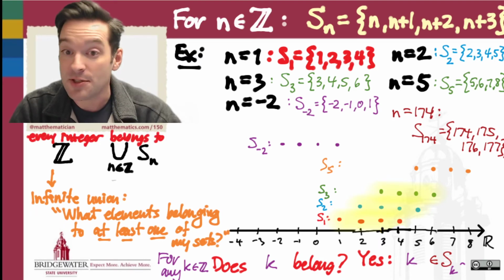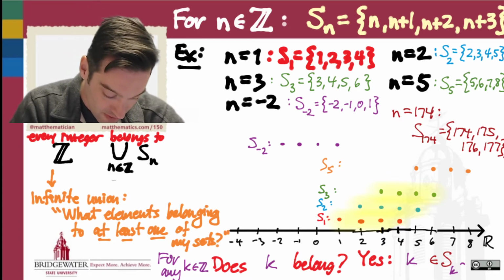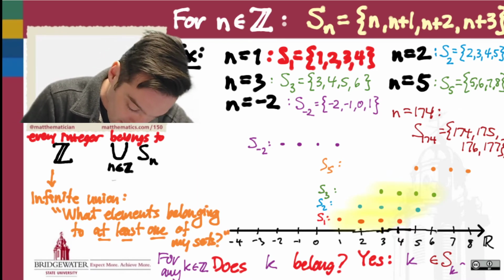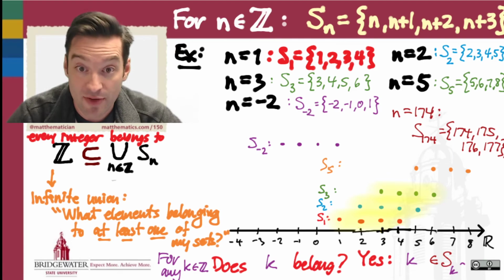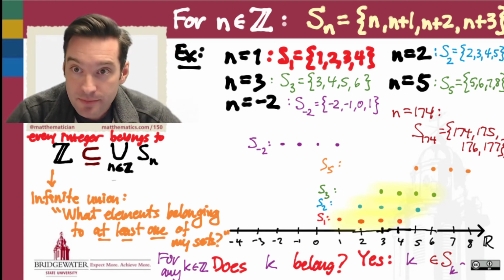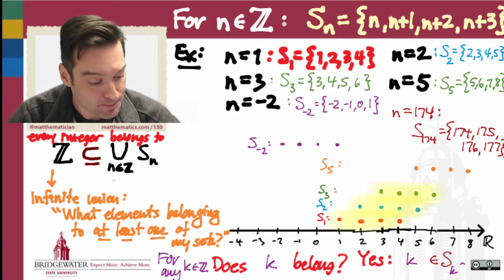If I say that every integer, every element of the set Z, is an element of this infinite union, then what I'm really saying, using the vocabulary of our course, is that the integers are a subset of this infinite union. So we have gotten at least part of the way to describing what's in this infinite union. We know every integer is going to belong.